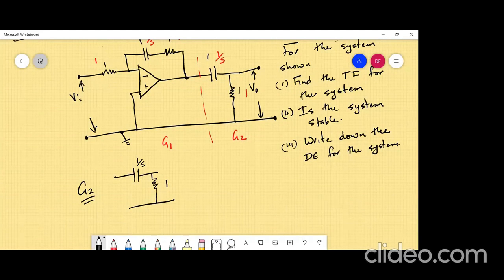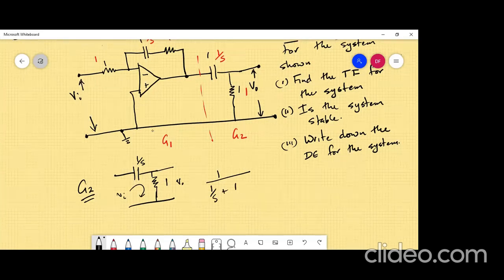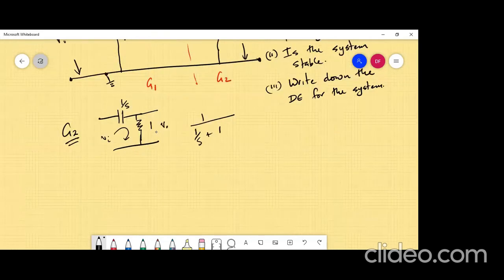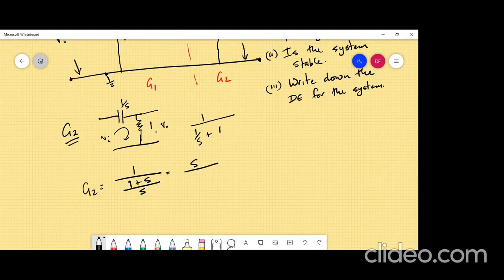All right, so this is going to be the output over the input. So it's 1 over the total, which is 1 over S plus 1. From our denominator, 1 over S plus 1 is going to be equal to S over S plus 1. They flip the dividing fraction. So that's G2.